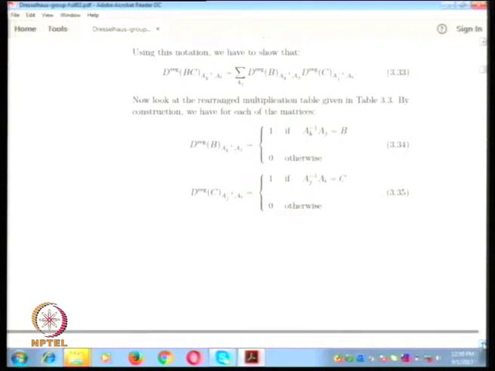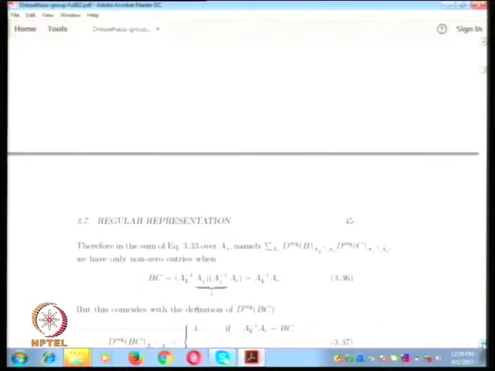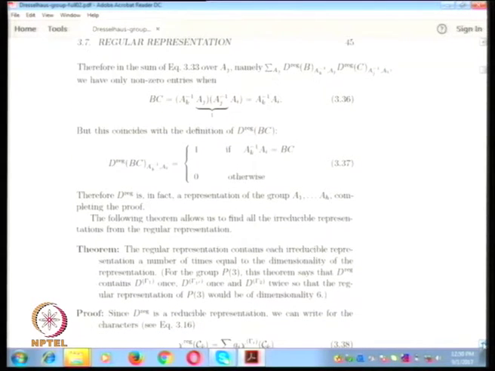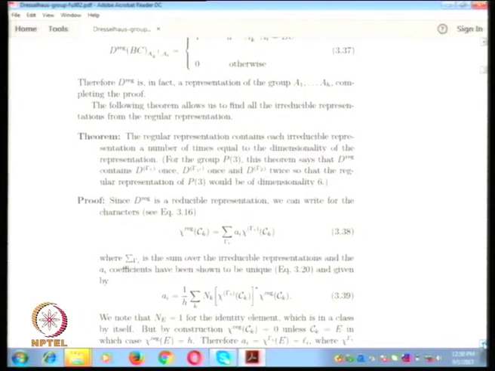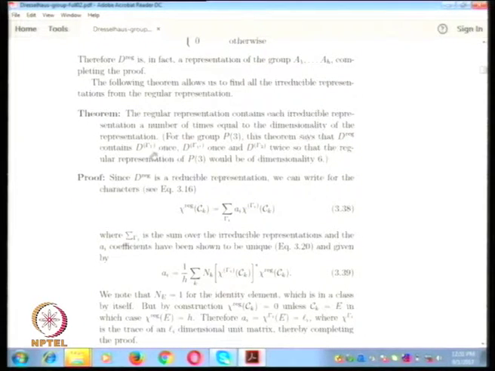I wanted to get to the detailed example on the triangle. They are actually going through the proof that this is a homomorphism and that it will work as a representation. Then the theorem is that the regular representation contains each irreducible representation a number of times equal to the dimensionality of the representation, the theorem I stated. But what I wanted to show was this recipe of how to generate the regular representation for a particular group.